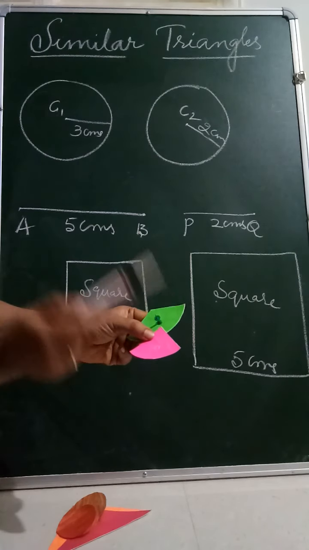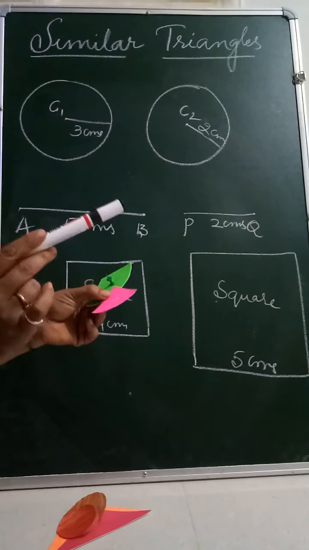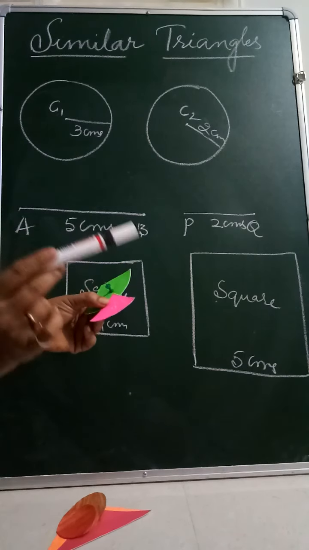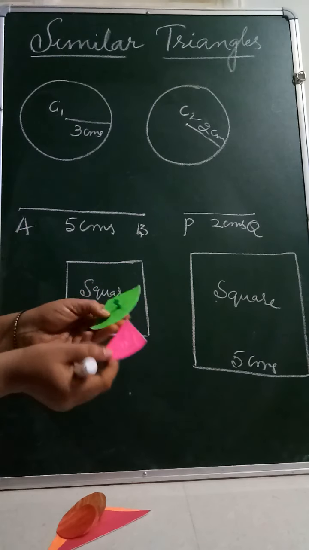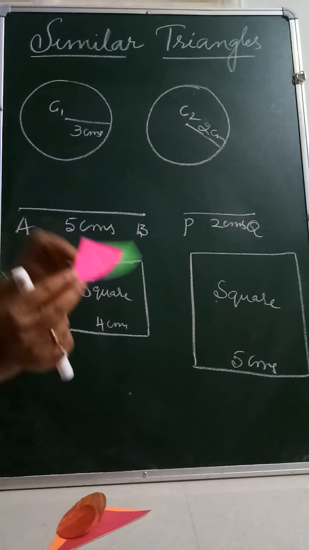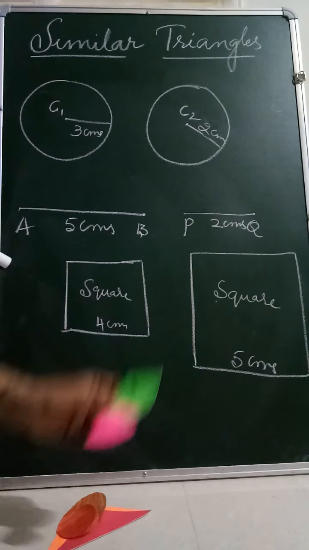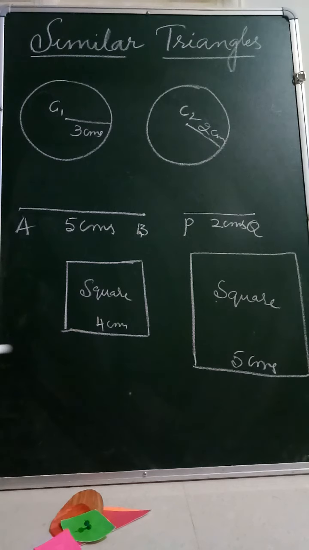It is the region between the radii and the arc. The region bounded between the radii of the circle and the arc, we call it a sector. These are two sectors which are of the same shape but different sizes. So these are similar figures. So what are similar figures? They are the figures which have the same shape but different sizes.